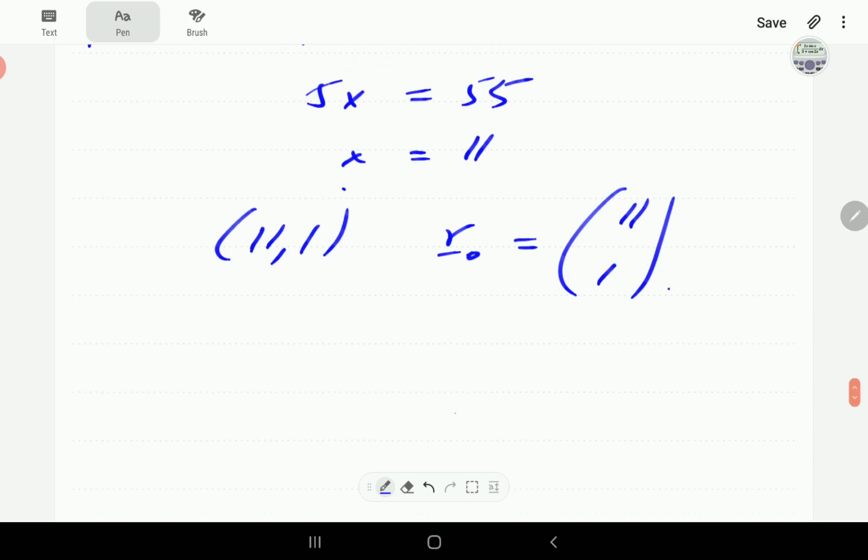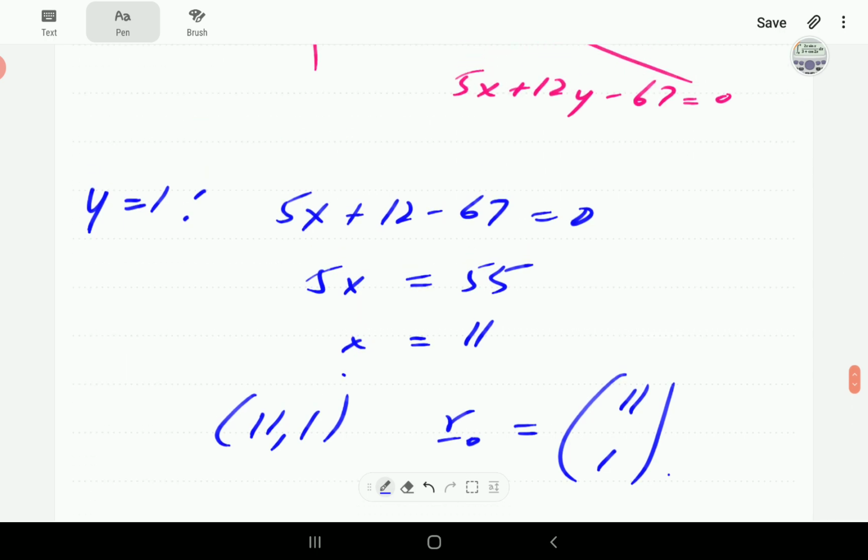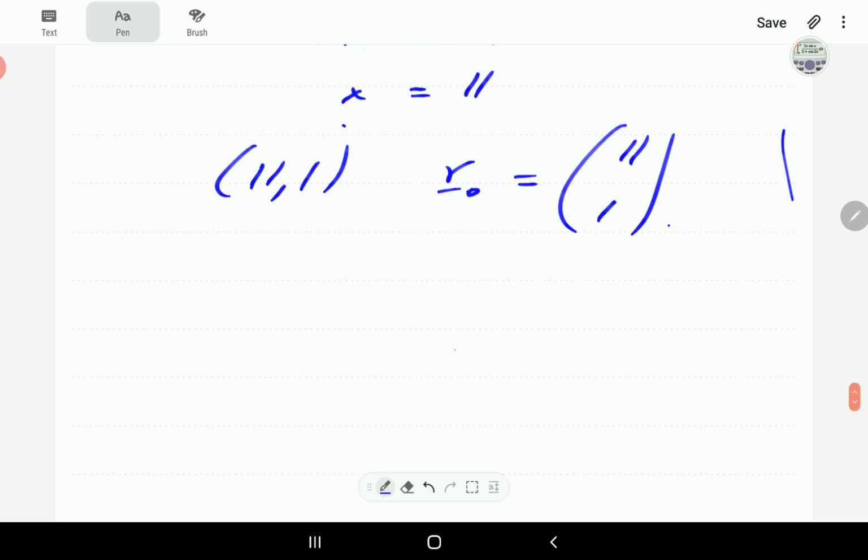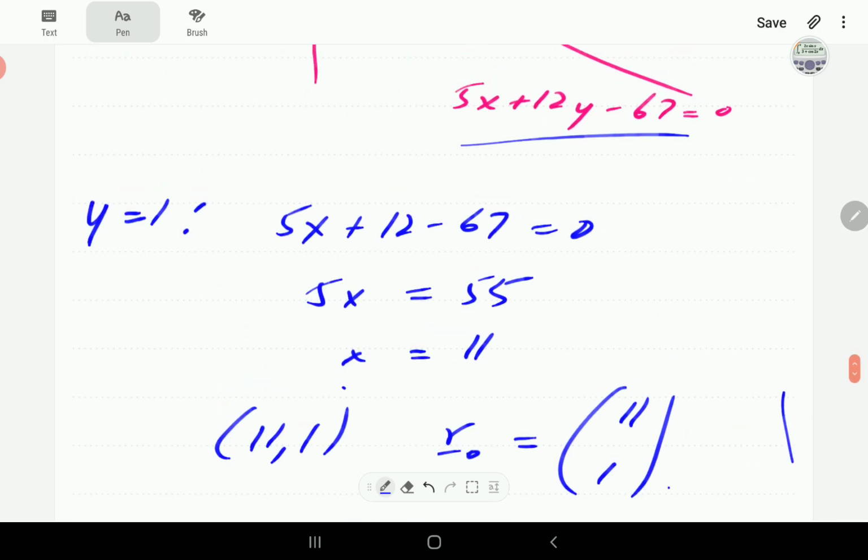Then next we need the direction vector, which we can get from the gradient. So if we make y the subject of the formula here, so 12y is going to be 67 minus 5x.